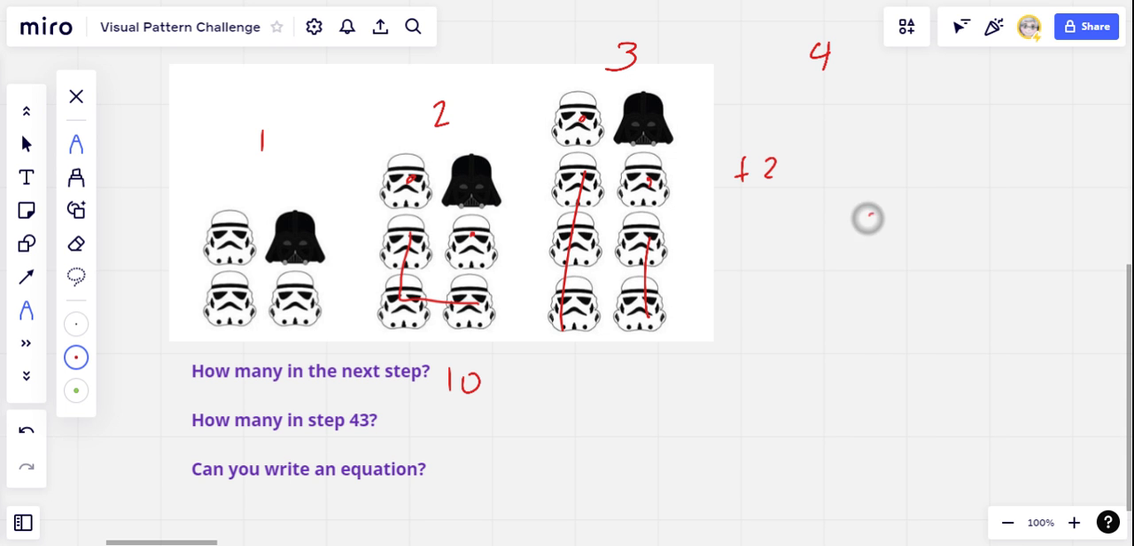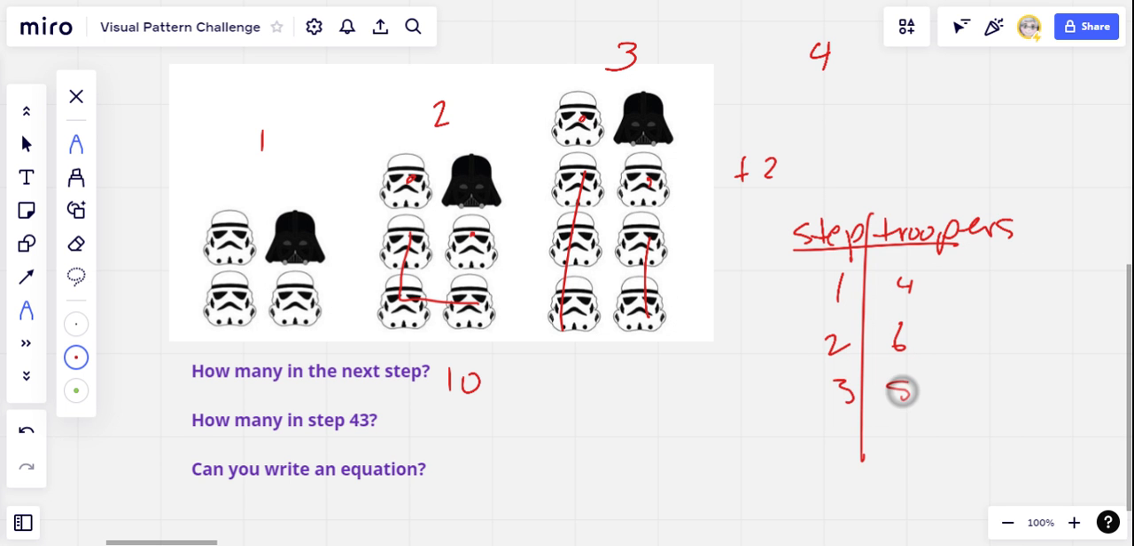All right, let's go ahead and analyze these numbers. It looks to me like it's linear, seems to be growing at a steady rate each step, and that's what defines a linear pattern or a linear function. But let's look at the step number and the number of, I'm just going to call them all troopers here. So in step 1, we've got 4. In step 2, we've got 6. In step 3, we've got 8. And we're predicting 10 for step 4.